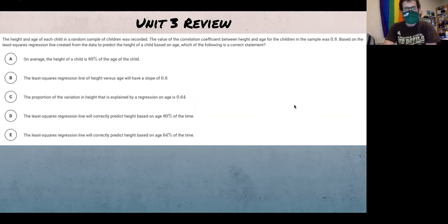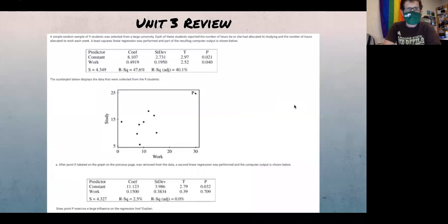All right, here is an FRQ. We can look at this real quick. Maybe just verbally go through this one. We won't necessarily stop and answer it, or take tons of time with it. After point P on the graph was removed from the data, a second linear regression was performed, and we see the printout with P included and a printout with P not included. Does P exercise a large influence on the regression line? And explain. So with this question, I'll just verbally talk through it.